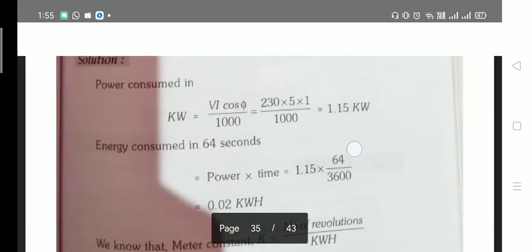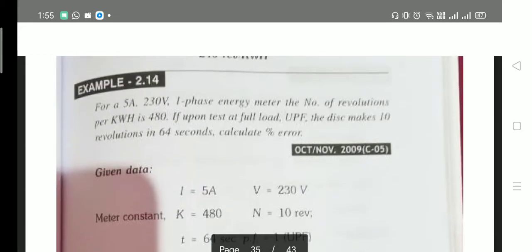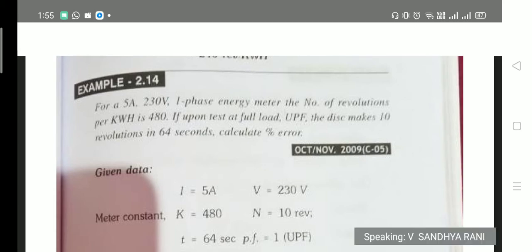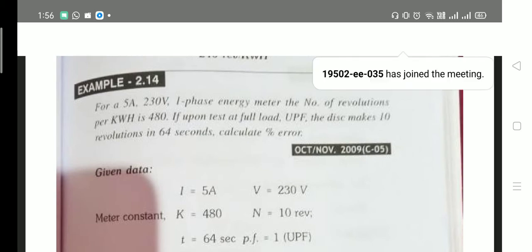Once again I will tell. For a 5 amps 230 volts single phase energy meter, the number of revolutions per kilowatt hour is 480. If upon test at full load, UPF the disk makes 10 revolutions in 64 seconds, calculate the percentage error. So, he is asking the number of revolution error. So, we can find the number of revolutions, then we can take the error.